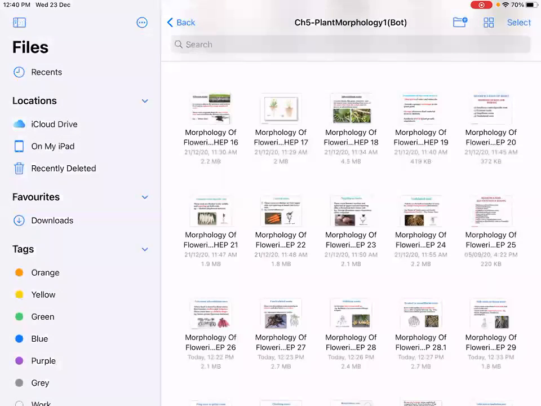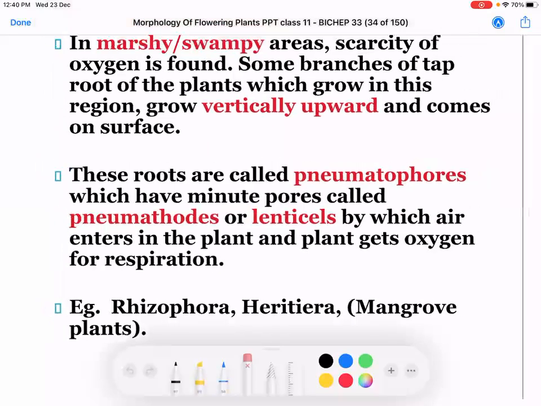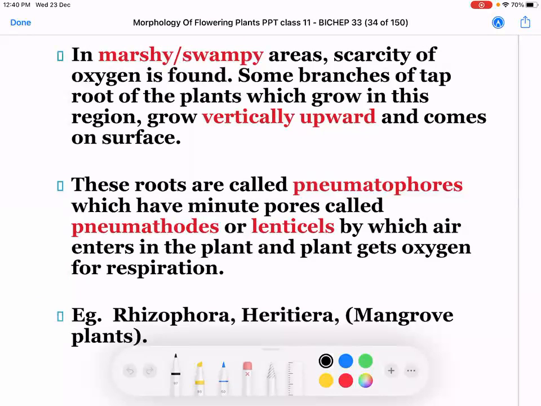Now, where are these mangroves found? They are found in marshy or swampy land, the coastal area, or the area where rivers meet the oceans. They have scarcity of oxygen, where the tide comes, so the entire land is covered with water temporarily for a few hours. There they lack oxygen in the soil because water penetrates inside. So it is filled with water and there is no oxygen in the soil.